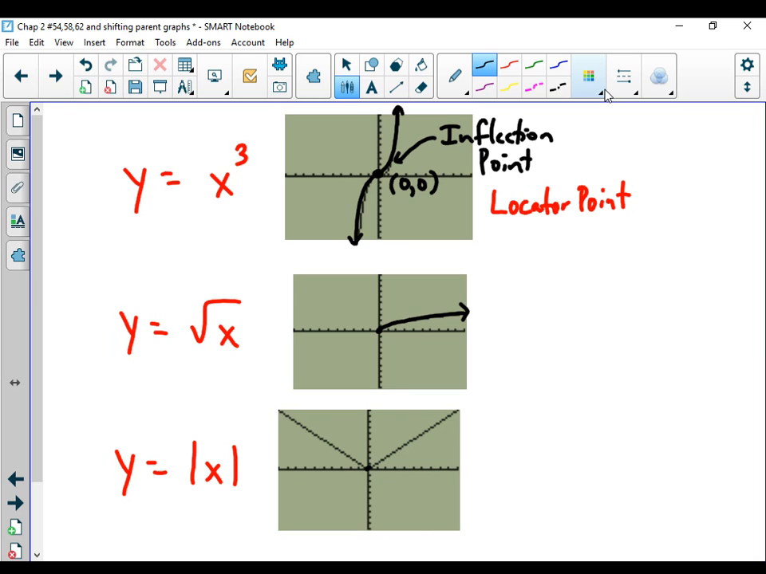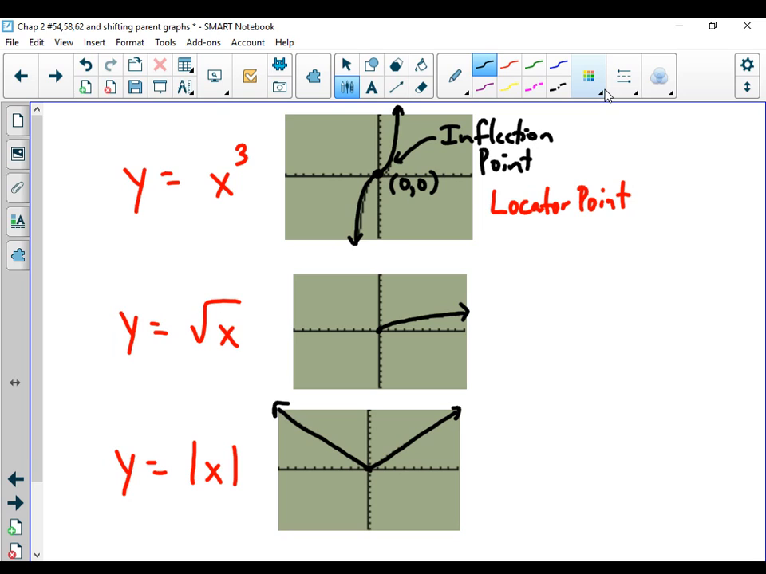So the nice thing was all three of these, the locator point was at the origin. We'll look at a graph where that's not the case later on, but for all three of these, the locator point is at the origin. The other nice thing about the absolute value graph is it's very similar to our parabolas that we've already dealt with, other than now we have that V-shape going on.